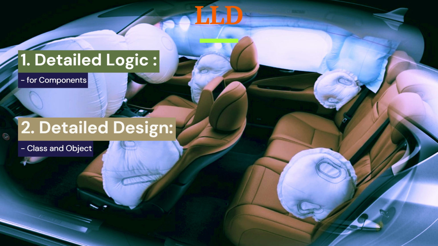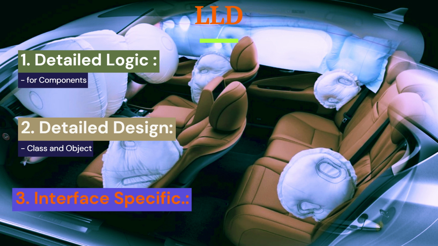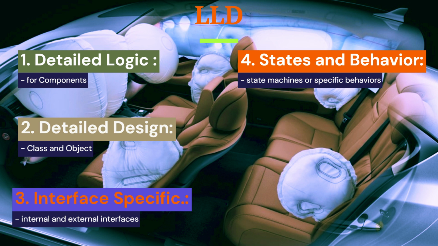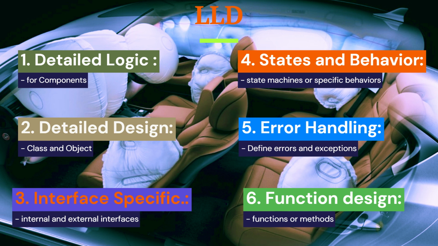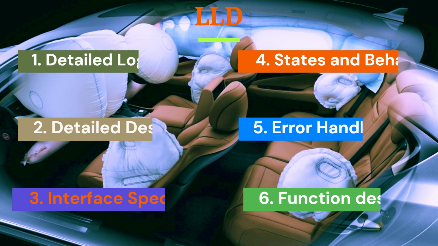2. Detailed design of class and object. Includes detailed design for each class, including attributes, methods, inheritance relationships, and interactions between objects. 3. Interface specifications. Defines the detailed design of internal and external interfaces between modules or components. 4. Detailed state and behavior. For systems that involve state machines or specific behaviors based on events, LLD defines the states, transitions, and the logic for each transition. 5. Error handling and exceptions. Defines how errors and exceptions will be handled at the detailed level. 6. Function or method design. Breaks down each component into individual functions or methods with detailed input-output, parameters, return types, and expected behavior.